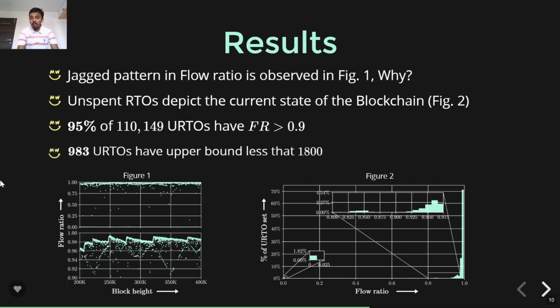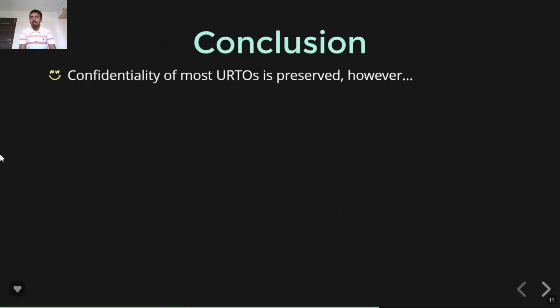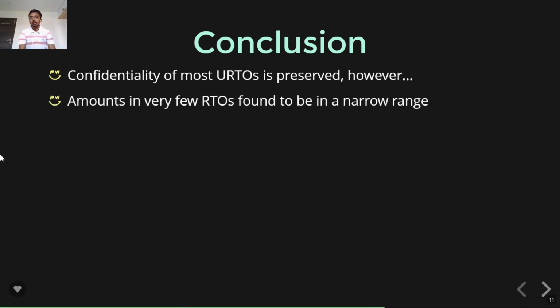However, there were 983 URTOs which had a very small flow ratio, very close to zero, and the upper bound was less than 1800 grins. So this 1800 grins is typically minted in just 30 minutes. So this is a very small amount, and therefore we found an upper bound on around 1000 URTOs which was in a very small range. So our conclusion is that confidentiality of most of the URTOs is present using the graph based analysis we just described. However, there are a few RTOs for which the amounts could be found in a very narrow range.